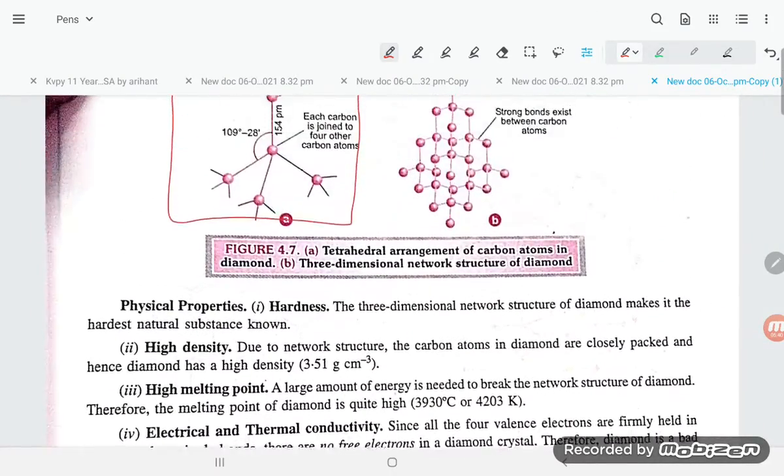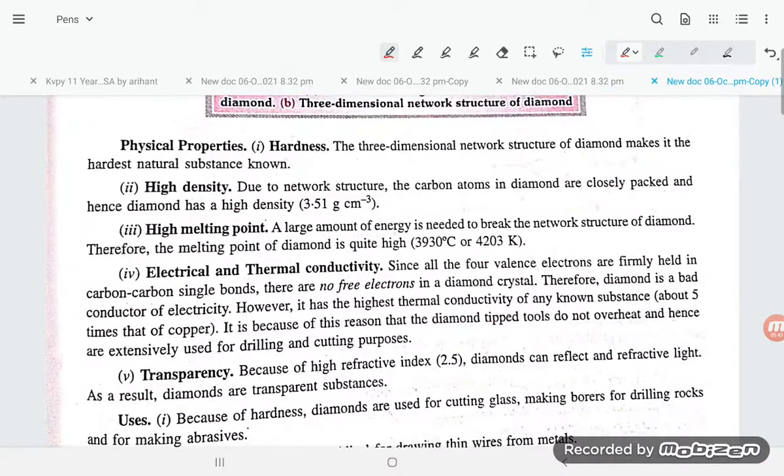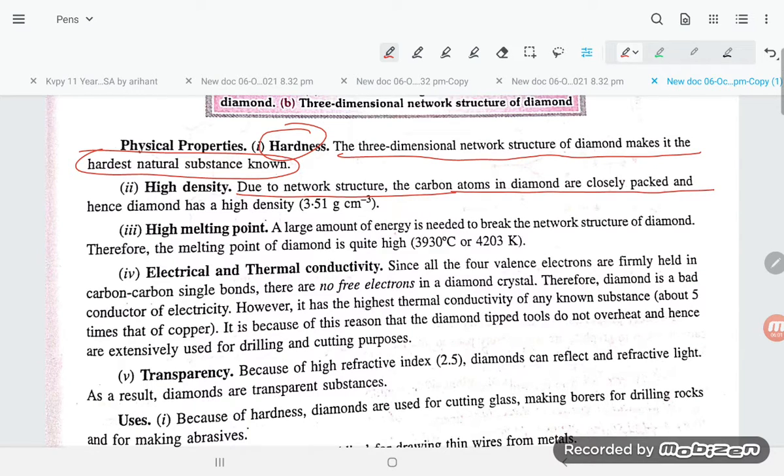Let us look at some physical properties of diamond, students. Hardness: the three-dimensional network structure of diamond makes it the hardest natural substance known. High density: due to the network structure, the carbon atoms in diamond are closely packed, and hence diamond has a high density, 3.51 gram per cubic centimeter. High melting point: a large amount of energy is needed to break the network structure of diamond. Therefore, the melting point of diamond is quite high, 3930 degrees Celsius or 4203 Kelvin.